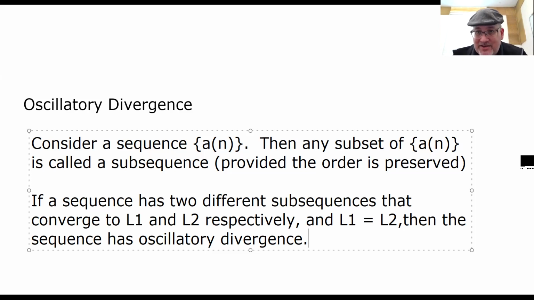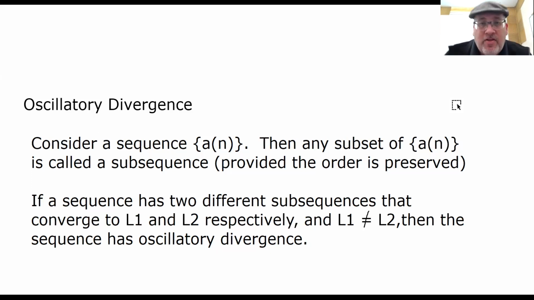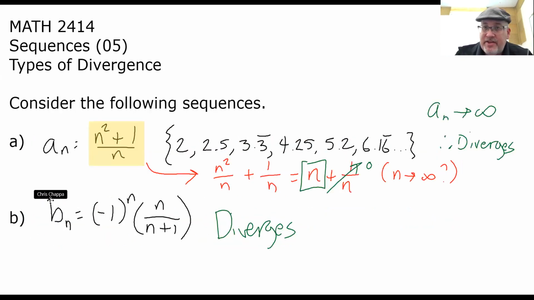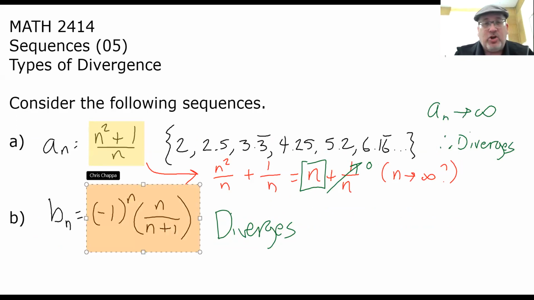We saw that. Let's get out of the text box. We saw that in the first example. Excuse me, the second example, where in this sequence down here, we'll highlight it. Yep. Half the terms were going to positive one, half the terms were going to negative one.